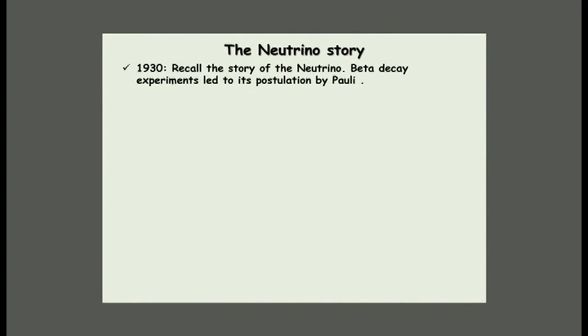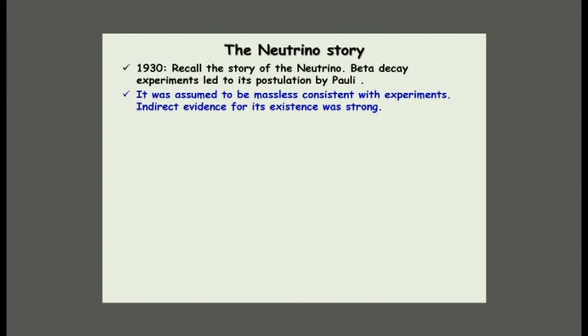So basically, I started with one particular story about electromagnetism. Let me end with another story which is related to the neutrino. Neutrinos were postulated in 1930 when people were doing beta decay experiments, because when you looked at the end state of the beta decay, you had to say that there was a third particle in the interaction, and that third particle was postulated as the neutrino by Pauli. Nobody had seen a neutrino at that time. And if you wanted to be consistent with experiments, the neutrino had to be assumed to be massless. So you can say that the indirect evidence for the existence of the neutrino is very strong.